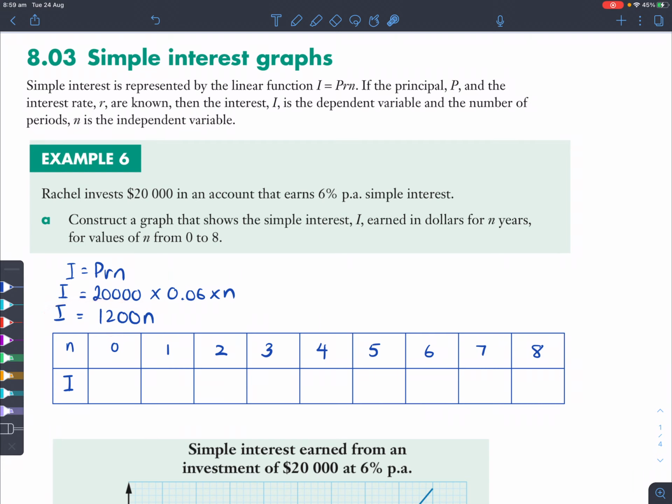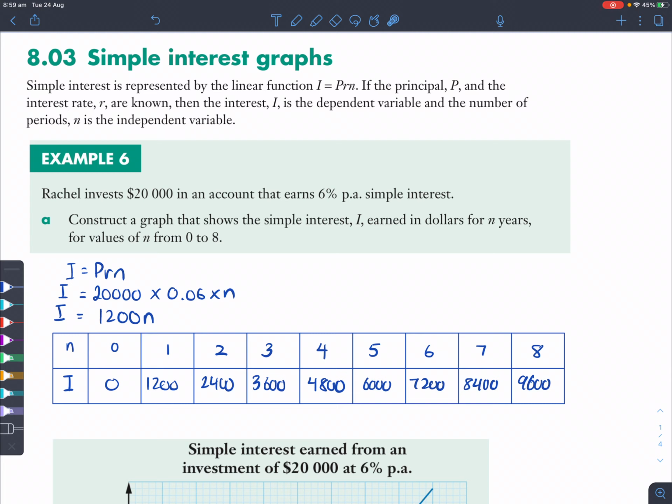So if we multiply 1,200 by each of these n values, we get 0, 1,200, 2 times 1,200 is 2,400, 3 times 1,200 is 3,600, and so forth. So I'm just going to fill in all these values, like so.